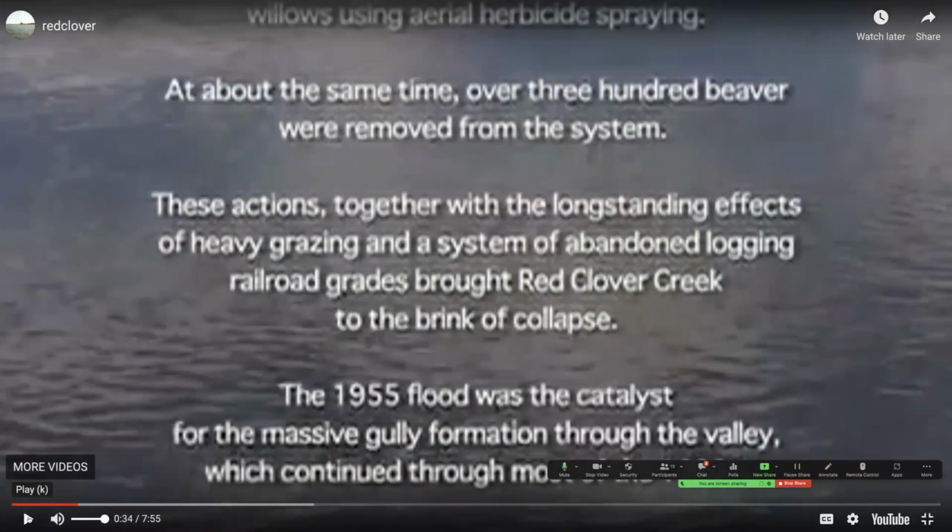The actions, together with the long-standing effects of heavy grazing. Heavy grazing? Yes. We have had a tendency in the last 100 years to abuse, by over-agriculture, overgrazing, the fields, the rural areas, in California as well as elsewhere in the United States. There's a lot more control now because we realize that all these issues could and eventually will backfire. So we got to be careful.